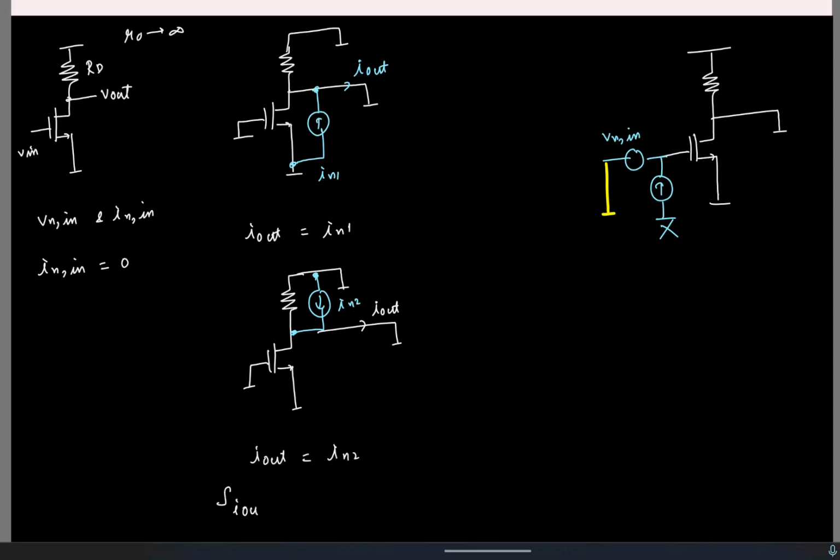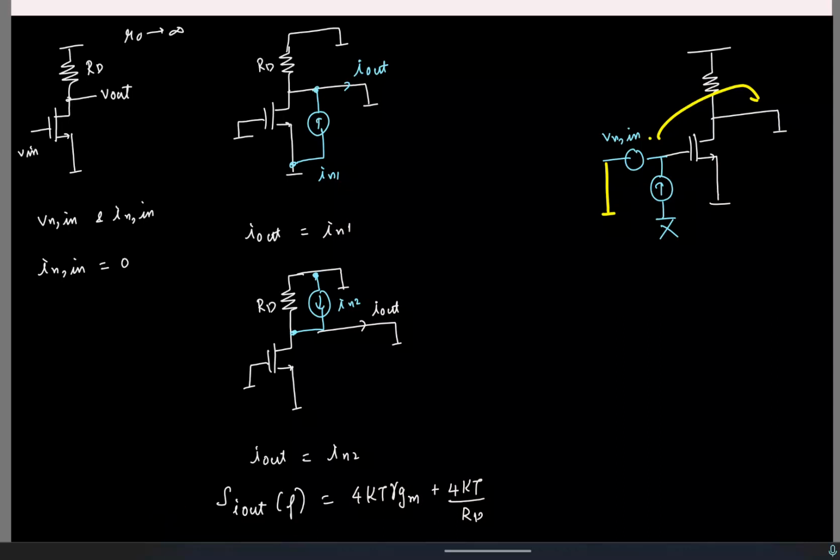So my total power spectral density for the output current will be the sum of the individual power spectral densities. For the MOSFET, it's 4kT gamma times gm. For the resistor, it is 4kT by RD. Now the only thing pending is to find the transfer function from Vn in to the output current. Once I know that, I can divide this by the transfer function squared and get the input referred noise, right? Is that logic okay?